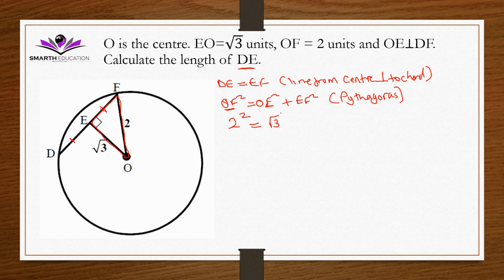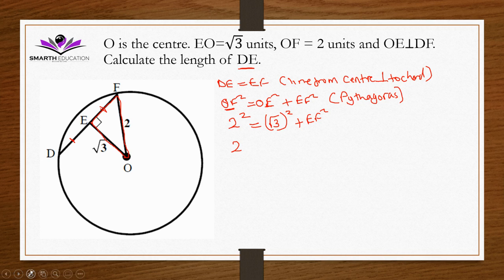Right, and then it's going to be square root of 3 squared, and then plus EF squared. Do you see that? Okay, and then we can transpose there. This one I can easily simplify because they are easy numbers here. 2 squared is 4.